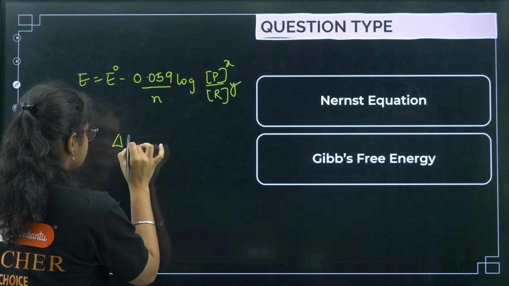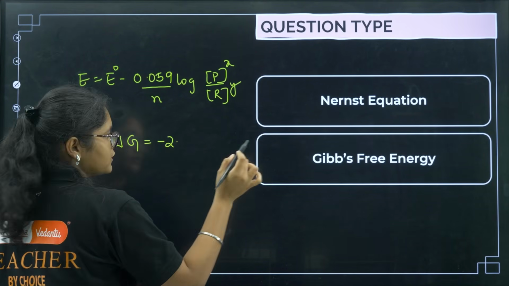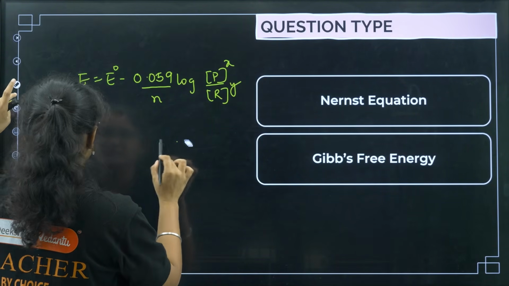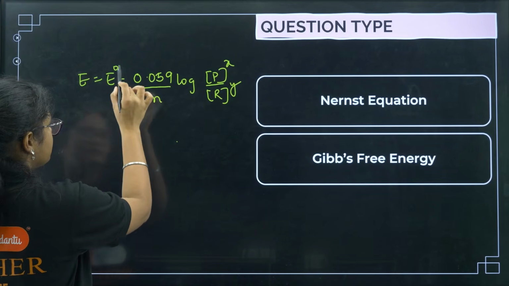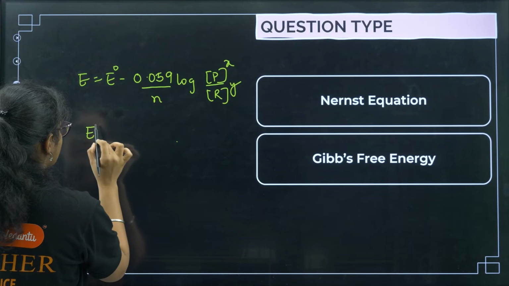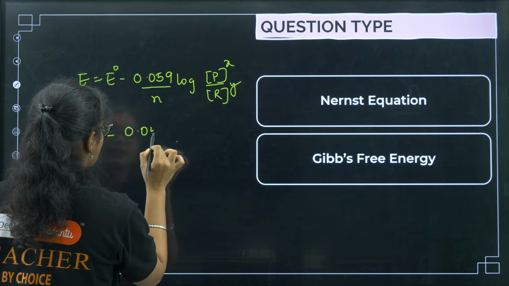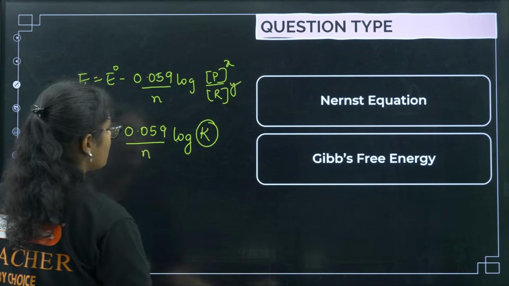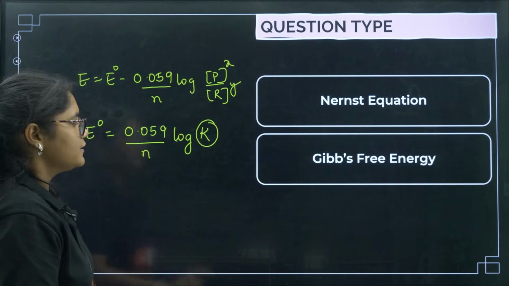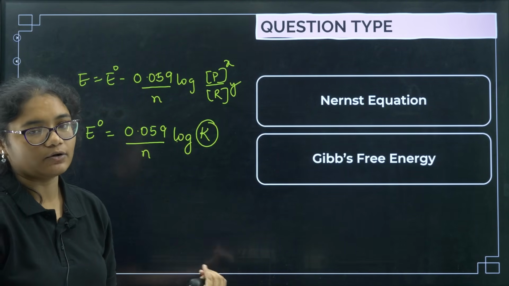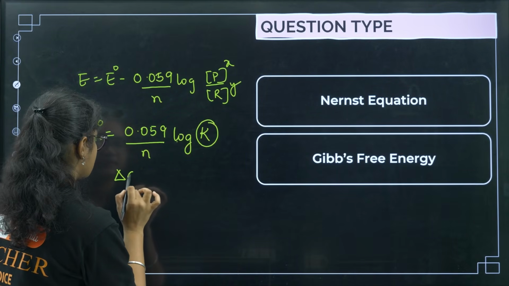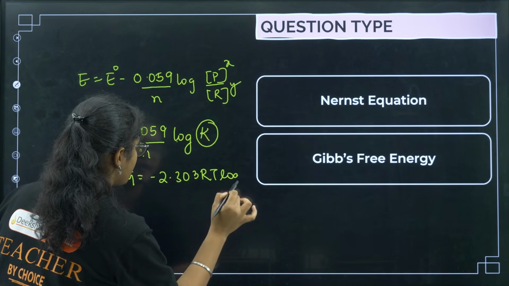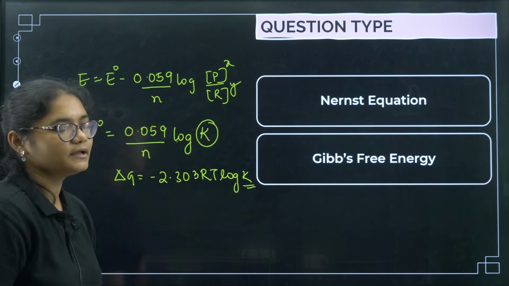Next, coming to the Gibbs free energy question. I am revising the formulas here also. If the cell is at equilibrium, E will be equal to 0. So I will get E naught is equal to 0.059 by n log of K, and many a time the value of K is asked directly. In that case you need to know how to find the anti-log also. And for example, if delta G is asked, it is minus 2.303 RT log of K, so here also you need to know how to find the K value.